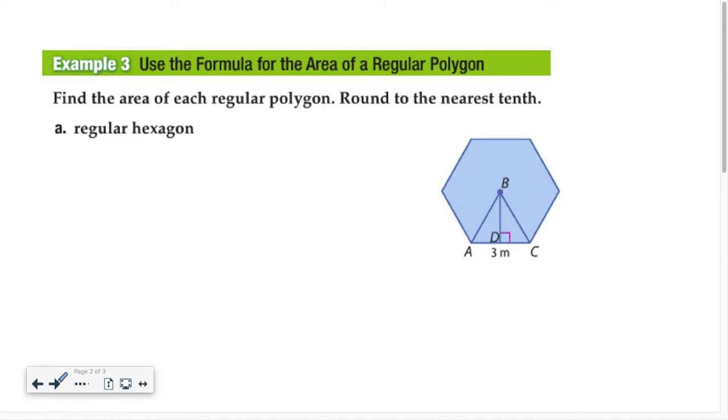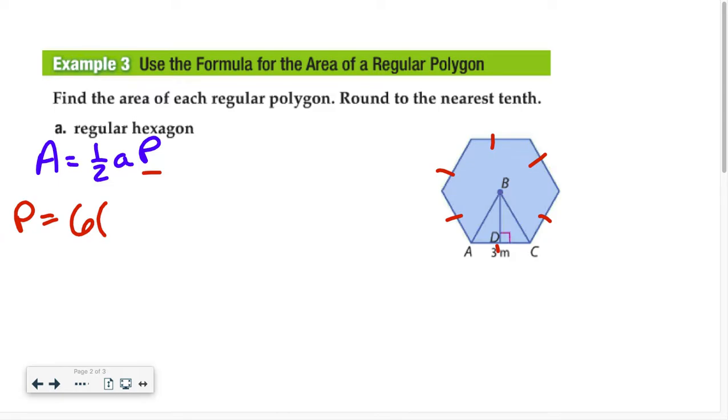Break it down into smaller parts though. So let's find the area of each regular polygon, rounding to the nearest tenth. Here we've got a regular hexagon. Hexagons are 6-sided, so let's keep that in mind. Area is 1/2 apothem length times perimeter, so it'd be useful to find perimeter first. To find perimeter, we add all of the side lengths together. Here there are 6 congruent sides, all 3 meters long. So 6 times 3 meters, the perimeter of this hexagon is 18 meters.